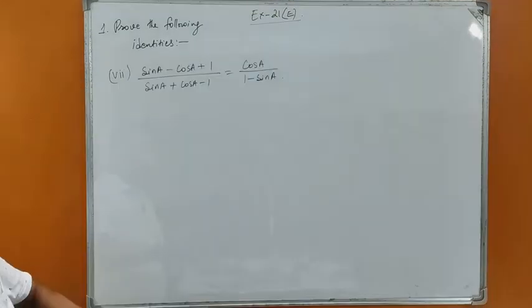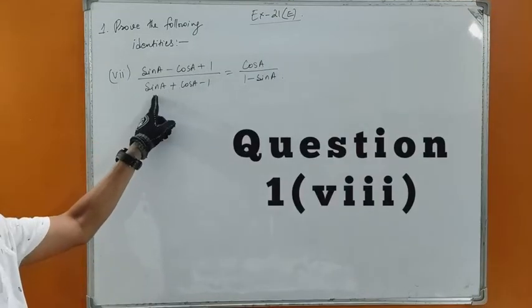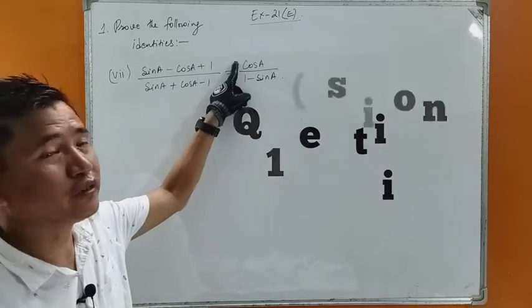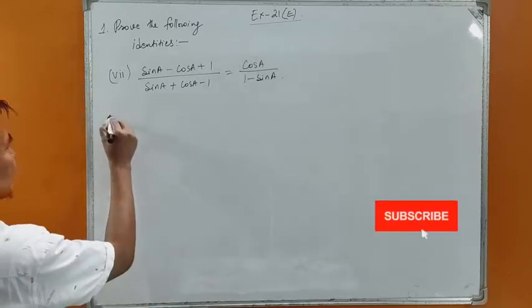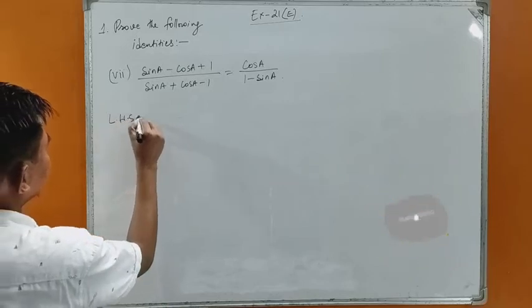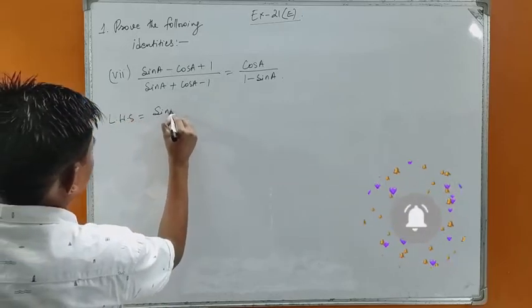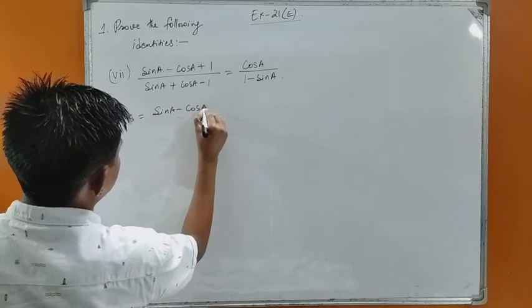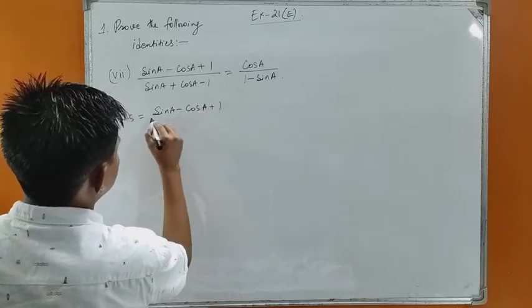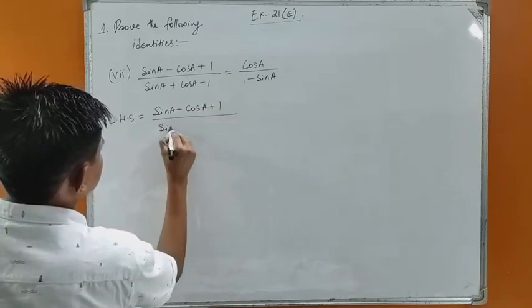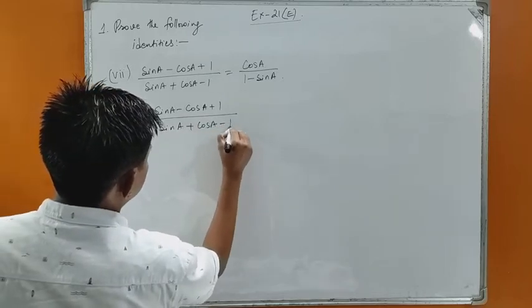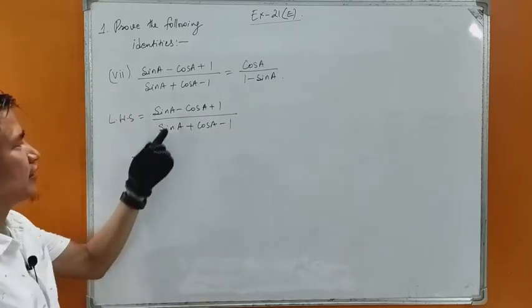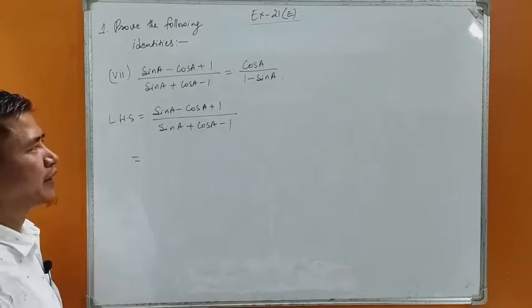Now let us do question number 8. We are asked to prove this: sin A minus cos A plus 1 upon sin A plus cos A minus 1 equals cos A upon 1 minus sin A, isn't it? So let's do this. In the left hand side we have sin A minus cos A plus 1 upon sin A plus cos A minus 1. Let's divide the numerator and denominator by cos A.